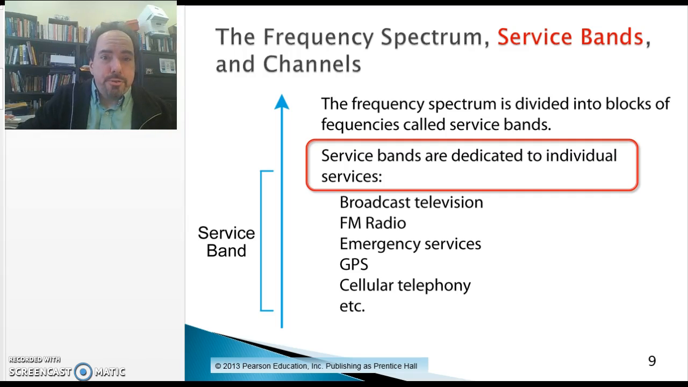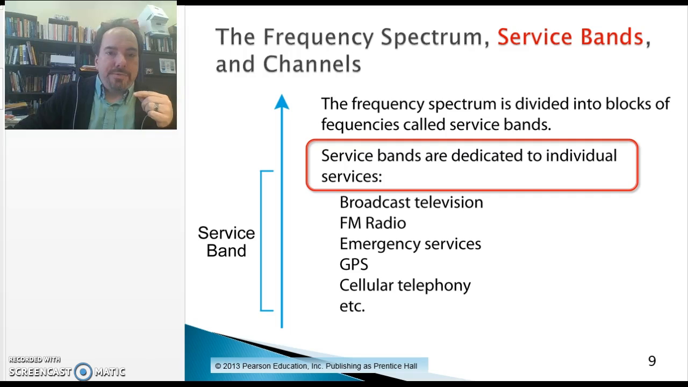The entire spectrum is divided up into sections called bands, service bands, and we use these service bands for different types of service. TV is one, FM radio is another, GPS is another, cellular telephone is another. They use different frequencies. Why? So we're not broadcasting on top of each other. We have to keep these types of communication separate in order for them to work. So in the U.S. we've chopped it up a certain way. In Europe they've chopped it up a different way. Just FYI, it's not the same everywhere in the world.